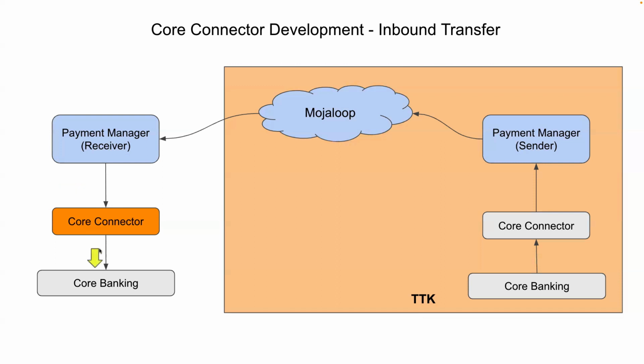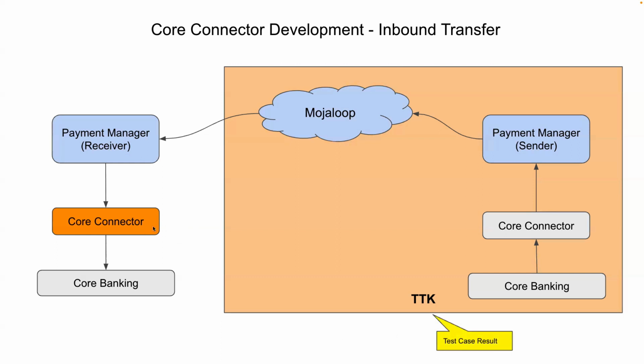The core connector can contact the core banking solution, and when it gets a response from the core banking, the core connector responds with the corresponding response for that request, and the payment manager responds with the asynchronous HTTP callbacks to the testing toolkit. Then in the testing toolkit, we should see the test case result, the result of the transfer.